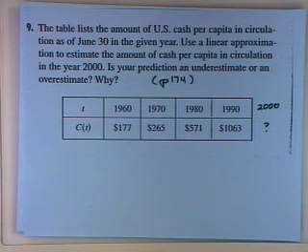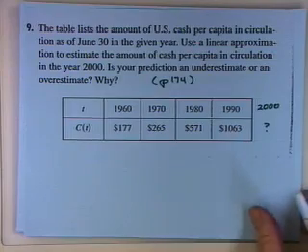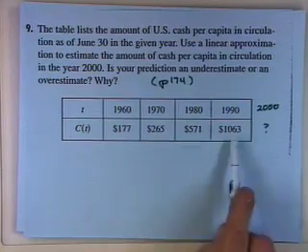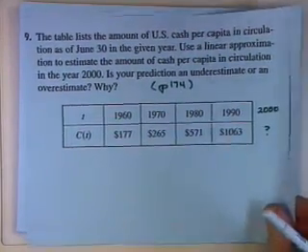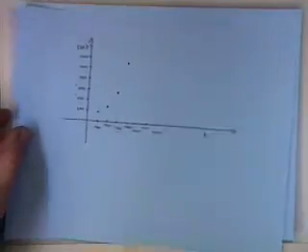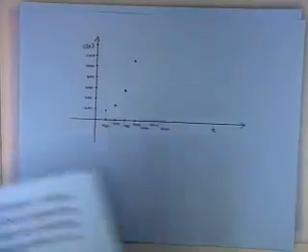So in 1960, the per capita amount of dollars in circulation, $177. 1970, 265, and so on. So what I've done is I've plotted those points. So there's our data set. So I've got a t-axis and a c of t axis. And we're going to try to use this information to see what's going on in the year 2000 using linear approximation. So there's what the graph looks like.